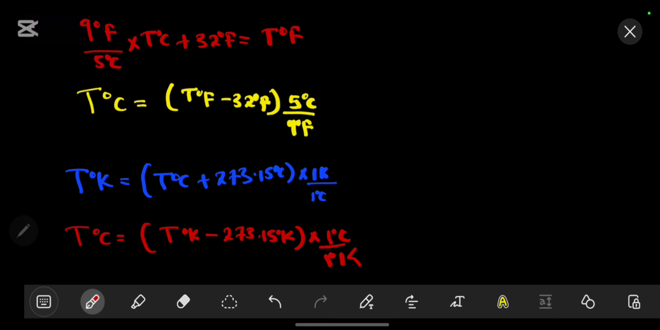So in summary, these are our conversion of temperature formulas. But if you want, you can just memorize at least this one. If you have been given a value to calculate for degrees Fahrenheit, you can just replace the values. We are going to do that.